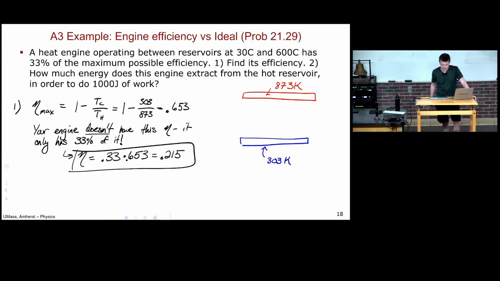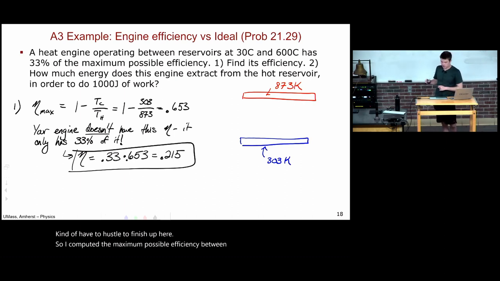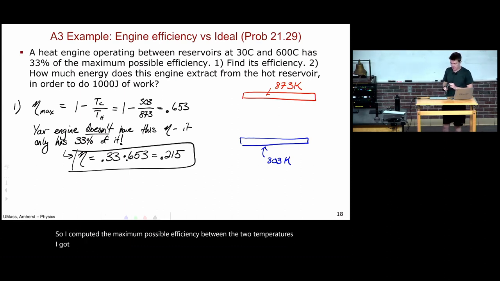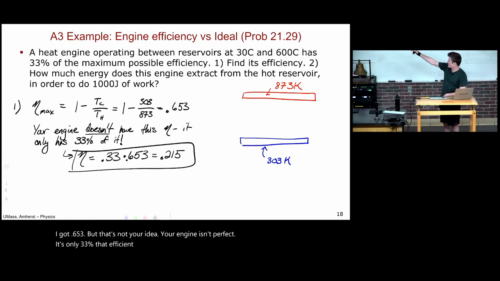I kind of have to hustle to finish up here. So I computed the maximum possible efficiency between the two temperatures. I got 0.653, but that's not your eta. Your engine isn't perfect. It's only 33% that efficient. So I multiplied that ideal efficiency by 33% to get the actual eta.